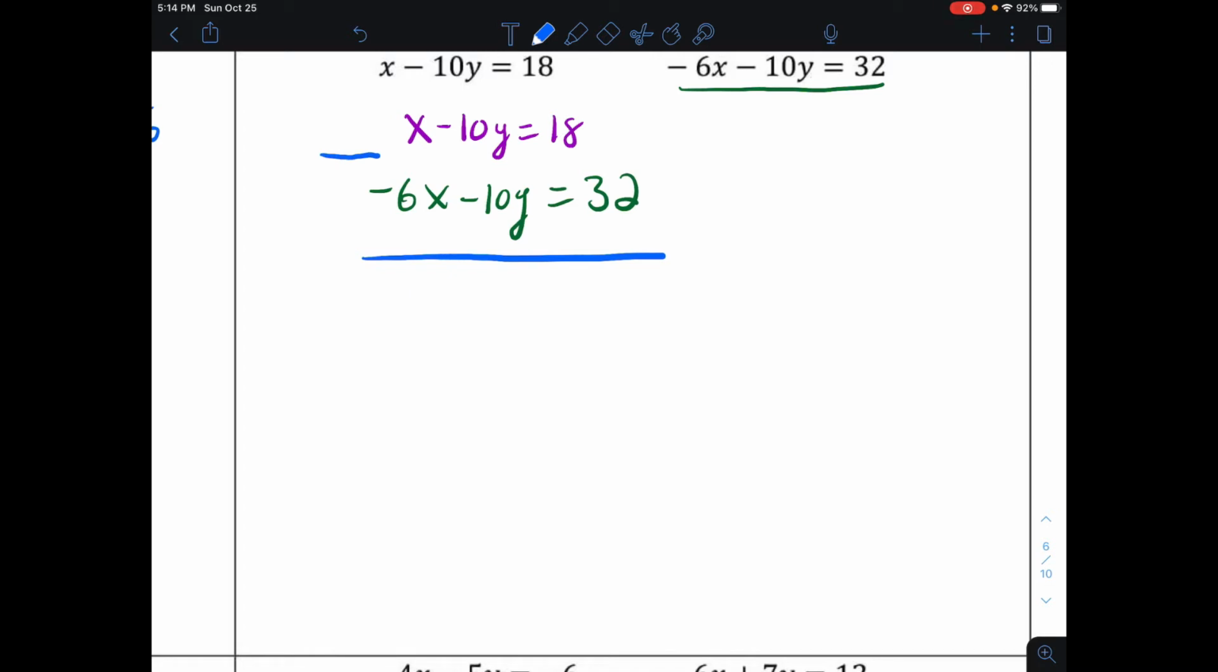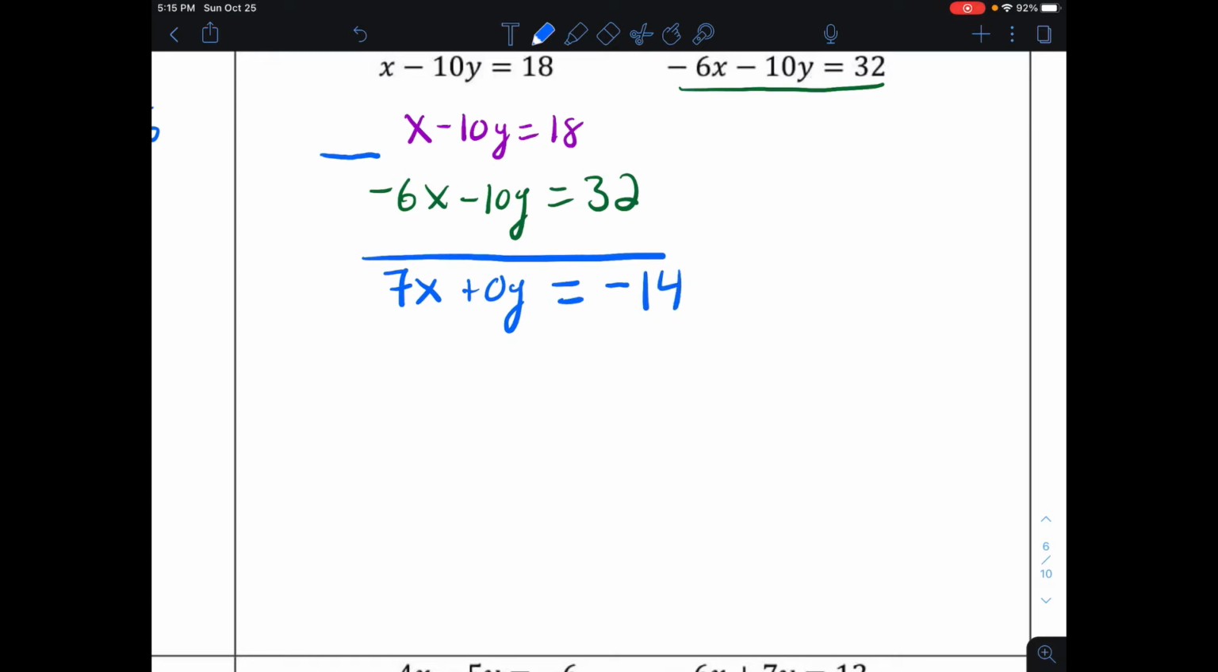So what I'm going to do is subtract the two equations, top minus bottom. So I'll have 1x minus negative 6x. That gives me positive 7x. And then we have negative 10 minus negative 10 for my y. So we end up with 0 y's, which is supposed to happen because they're going to eliminate. And then we have 18 minus 32. So 18 minus 32 gives me negative 14.